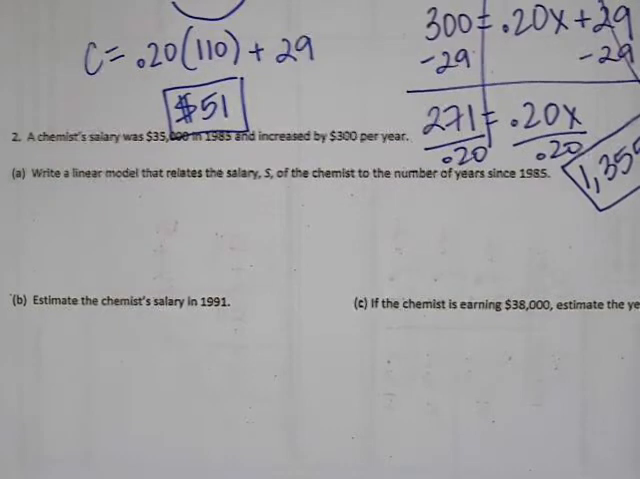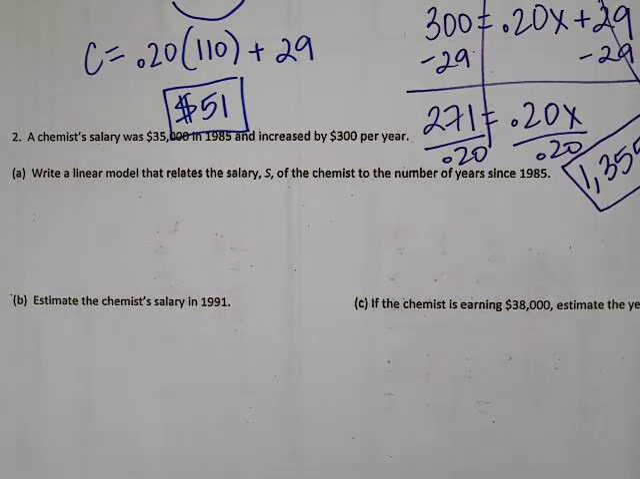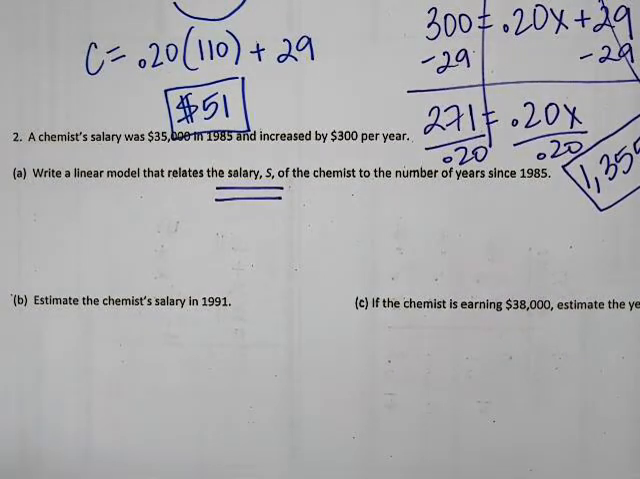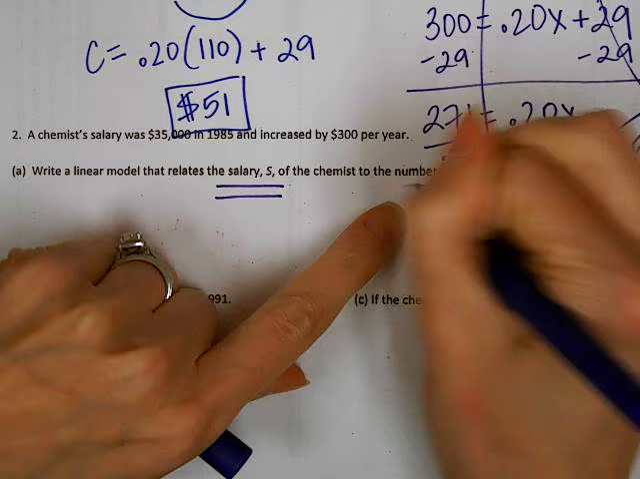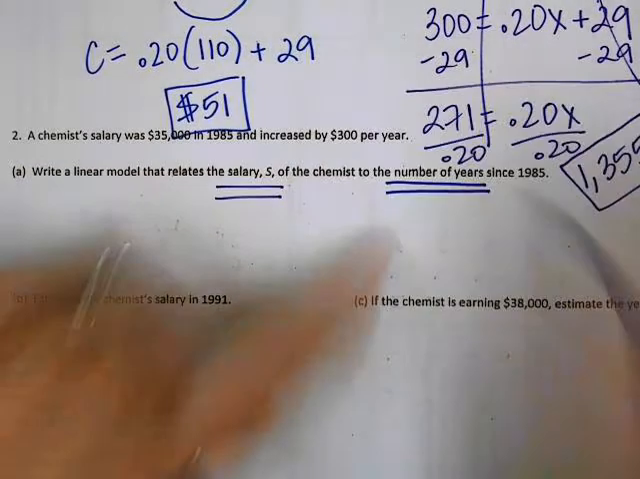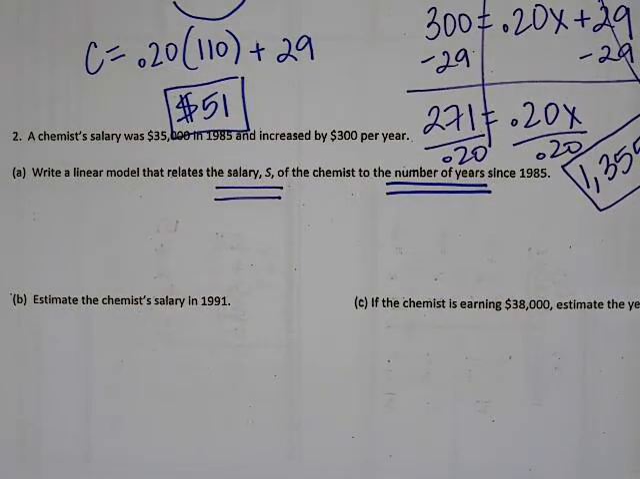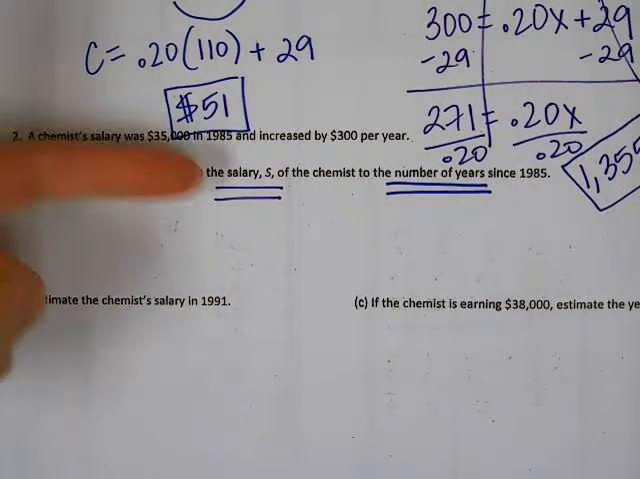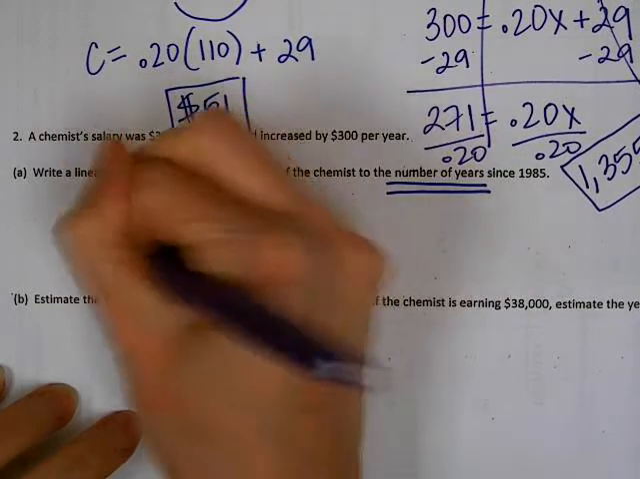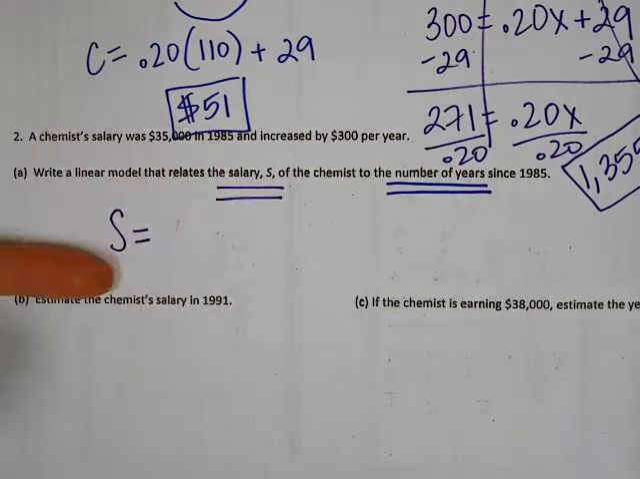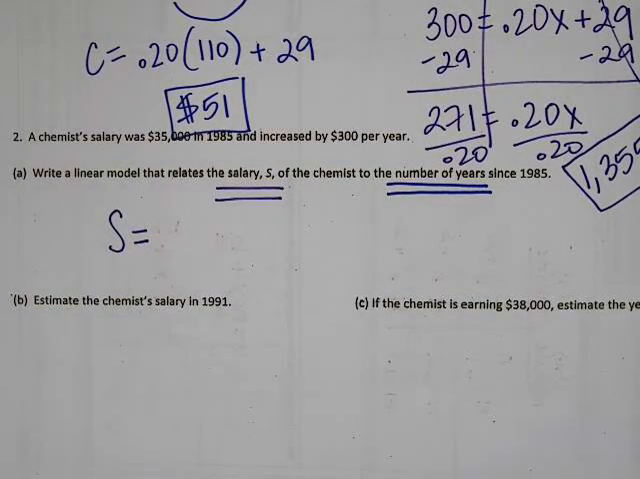So y equals mx plus b. Now in this problem, the salary is S. And the x is going to be the number of years. In this situation, the salary is going to depend on the year. If you don't want to put S and you'd rather put Y, it doesn't matter. So Y equals mx plus b.